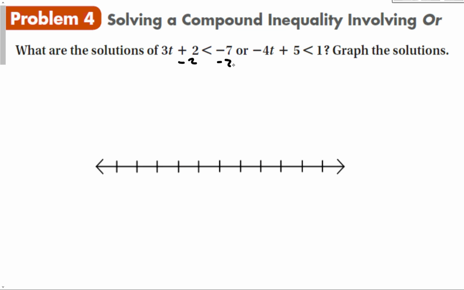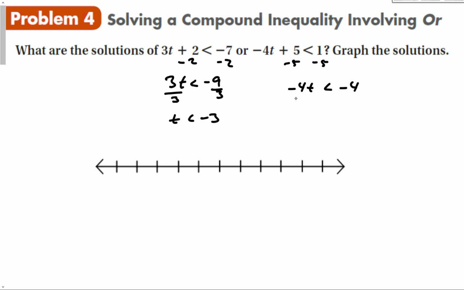Minus 2 from both sides. That gives me 3t is less than negative 9. Divide both sides by 3. And we have that t is less than negative 3. Okay. Subtract 5 from both sides here. Gives me negative 4t is less than negative 4.